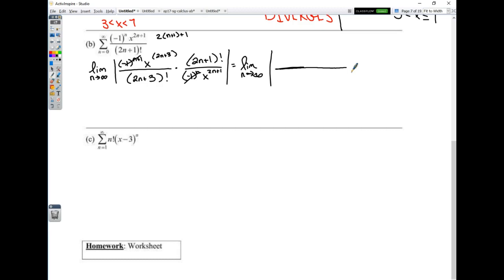Let's practice rewriting our factorial. How could I rewrite my 2n plus 3 factorial? It would be 2n plus 3 times what? 2n plus 2. All right, well, that doesn't cancel anything out yet, does it? So in our denominator, we're left with 2n plus 3, 2n plus 2, and x to the 2n plus 3 over x to the 2n plus 1. Ugh.